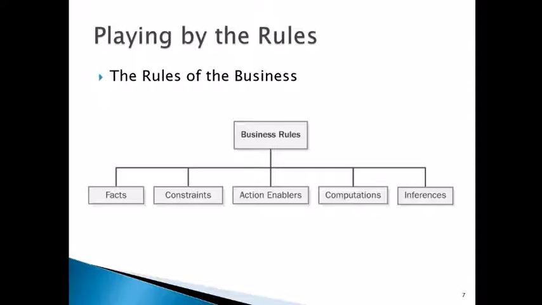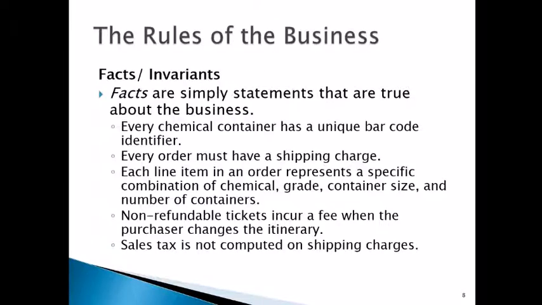Business rules are decomposed into different categories. For example, the facts, constraints, the action enablers, computation, or inferences. We are going through each part of it. The first one is the facts. Facts means that we cannot change it, or invariants that are unchangeable. So facts are simply statements that are true about the business, which means they cannot be changed.